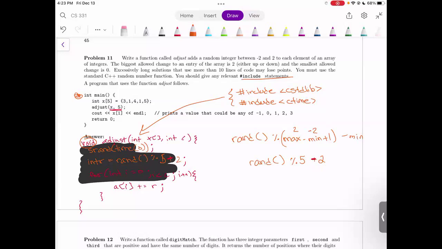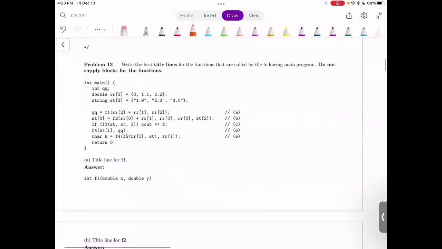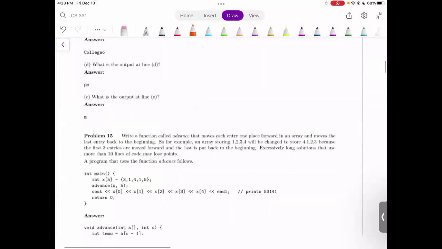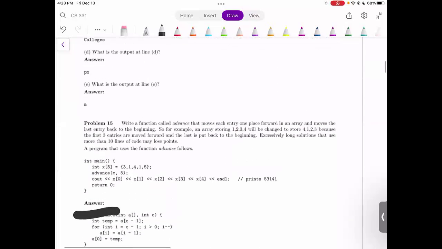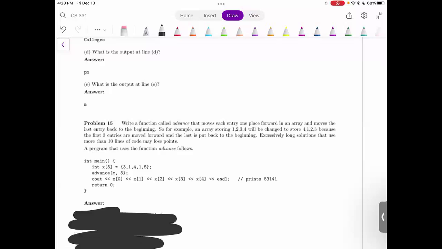Let's do it then. Okay, let me just find another function here. Okay, we can do this one. It's called advance. Let's take a look at it.